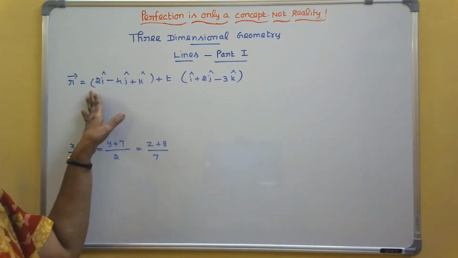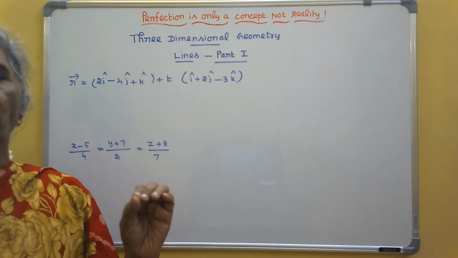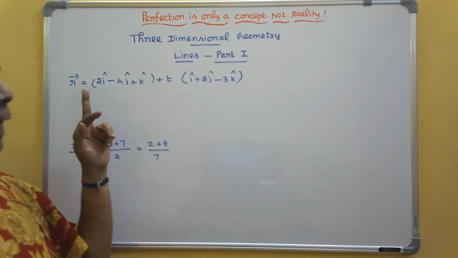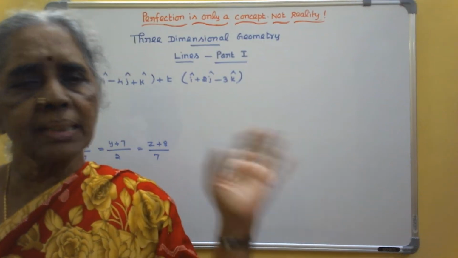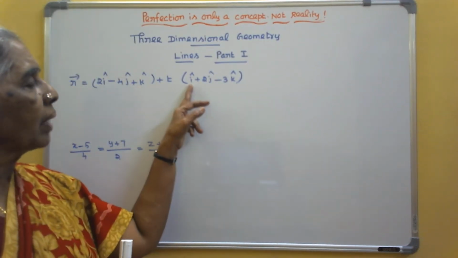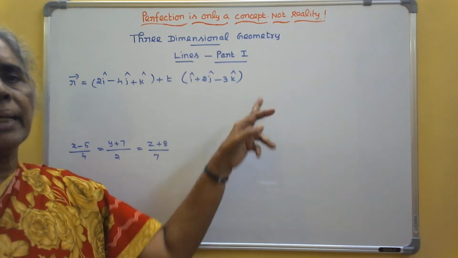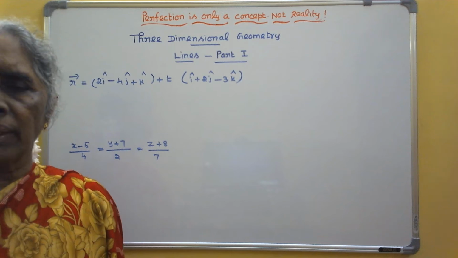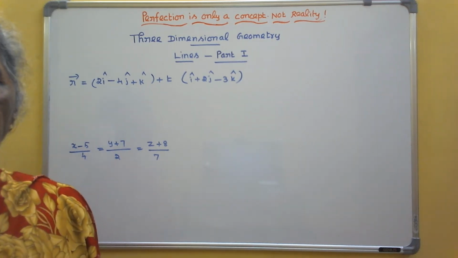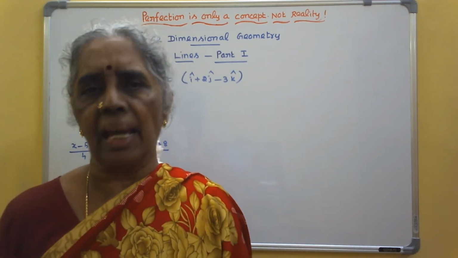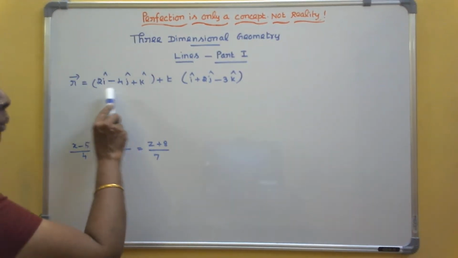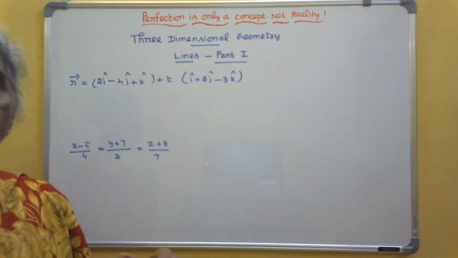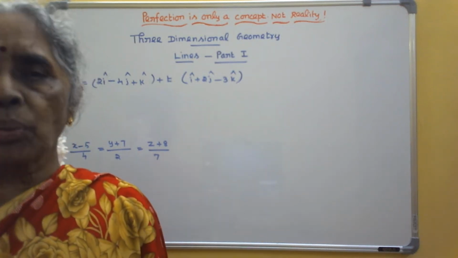Now one example of a vector form of an equation of a line I have taken. R vector is equal to 2i cap minus 4j cap plus k cap plus t into i cap plus 2j cap minus 3k cap. Here you can write t, you can write lambda, you can write s, whatever. But generally t and lambda are the most used scalars. Now here if you look at, this is the equation. Here you have to write this r vector, otherwise it will not be an equation, isn't it? So that is also important.